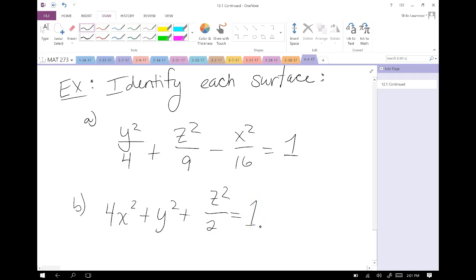We're not going to draw these. We just want to see if we can identify what they are. I'm going to do 2 more. I just don't want to move the screen yet.